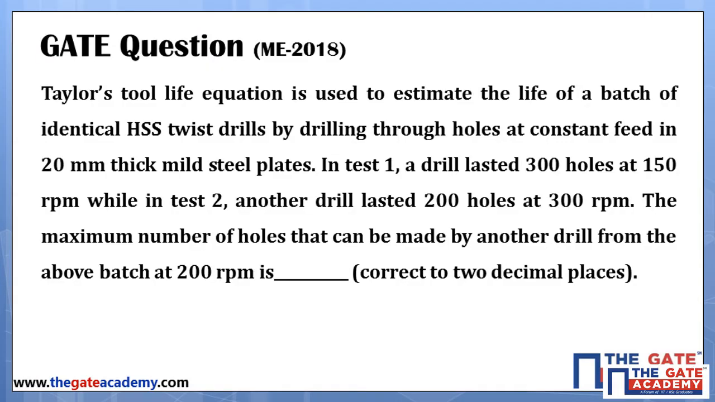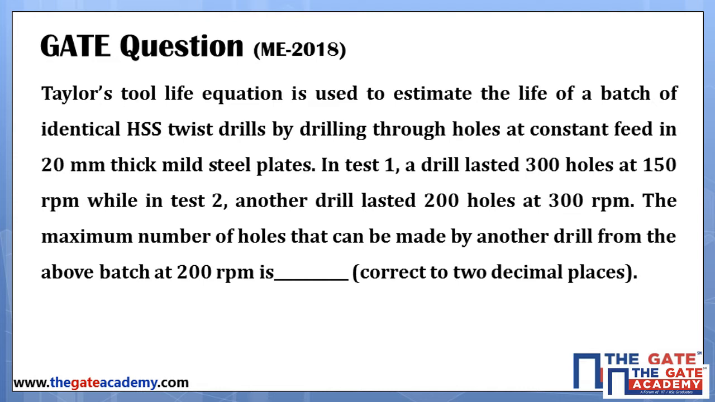Now we'll discuss question number 49, and it is from the Taylor tool life equation. The question is: Taylor's tool life equation is used to estimate the life of a batch of identical high-speed steel twist drills by drilling through holes at a constant feed in 20 mm thick mild steel plates. In test 1, a drill lasted 300 holes at 150 rpm, while in test 2, another drill lasted 200 holes at 300 rpm. Now the maximum number of holes that can be made by another drill from the above batch at 200 rpm is.